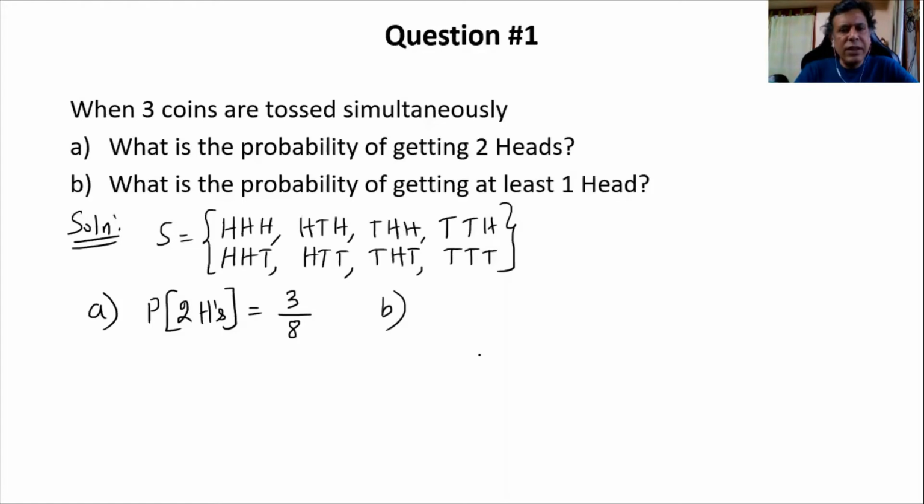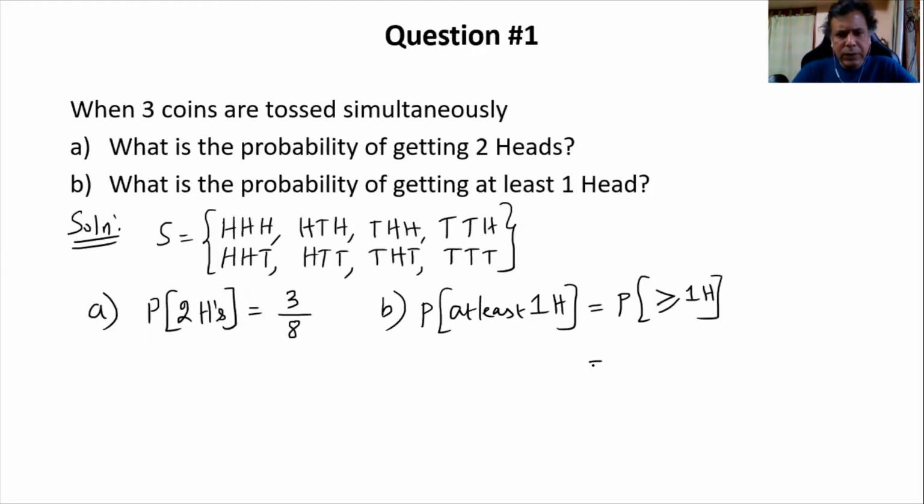The second question says probability of getting at least one head. It means minimum one head, so I'll say probability of greater than or equal to one head. Let's check all those which have one head or more than one head. Everything has got heads in it except one. That means the probability will be 7 by 8. Let's move on to the next question.